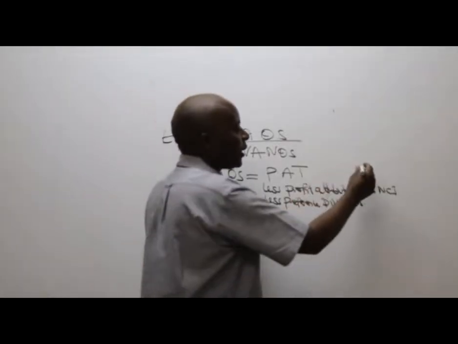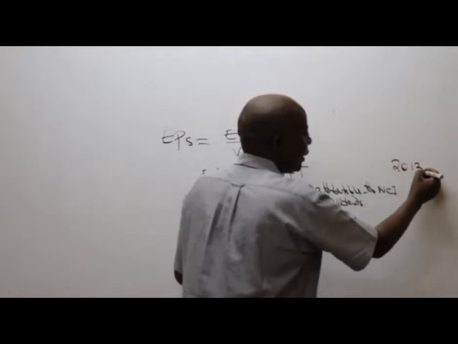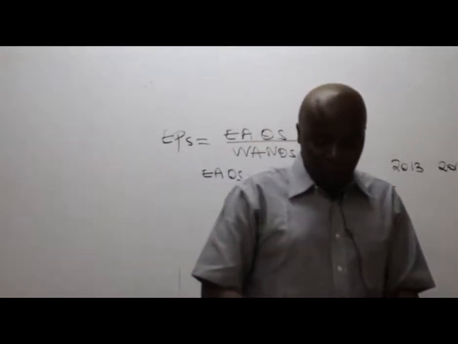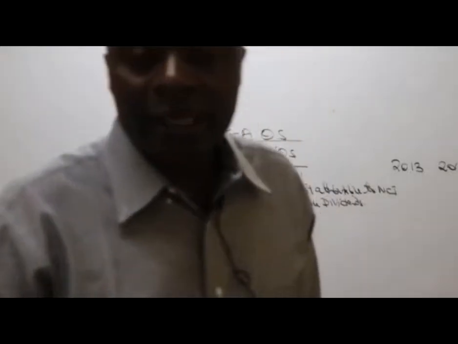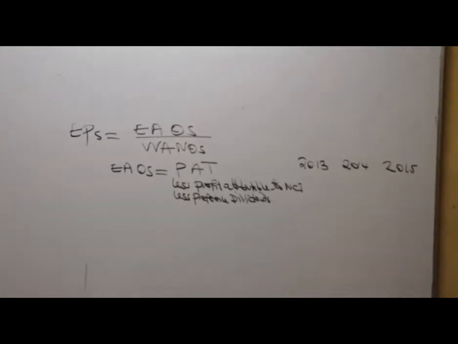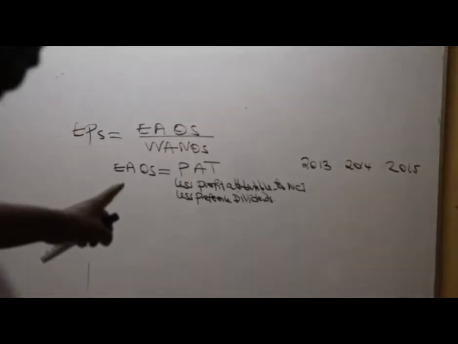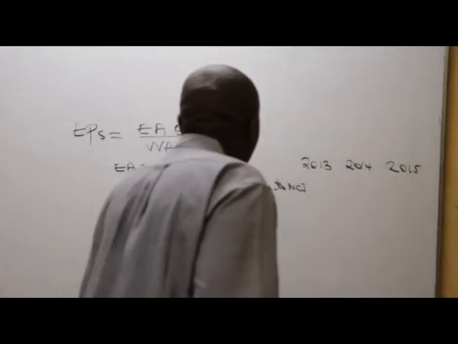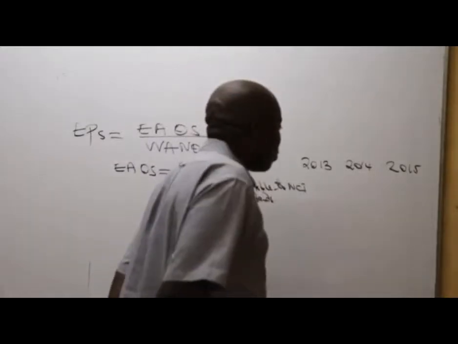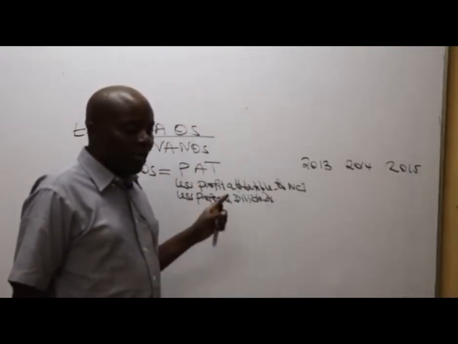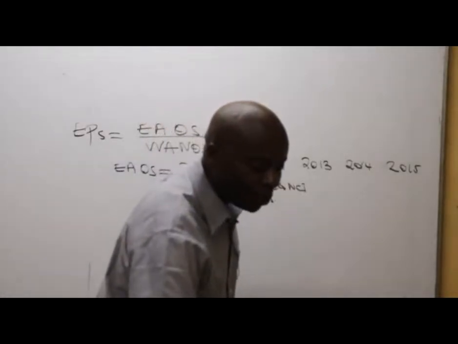So we have our 3 years. I'll extend my camera. We have 2013, 2014, and then 2015. Anytime they want you to calculate the earnings attributable to ordinary shareholders, we shall always be thinking like this: you take the reported profit after tax, you subtract any profit attributable to non-controlling interest, and then we also subtract any preference dividends. Let me project my question here.